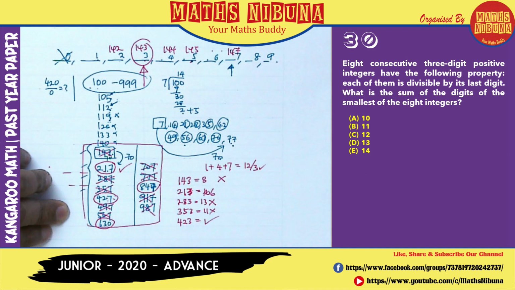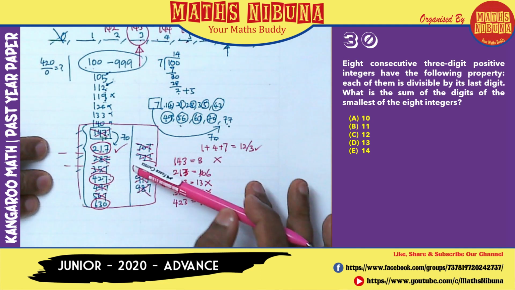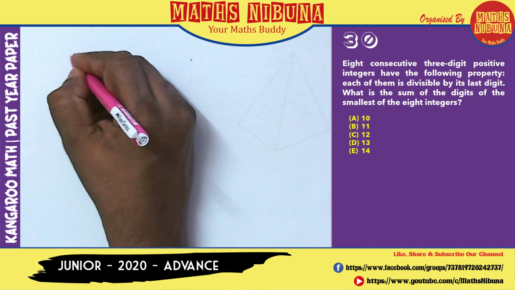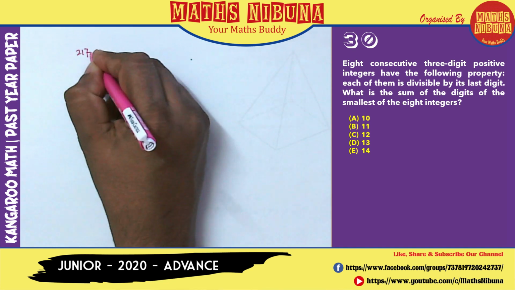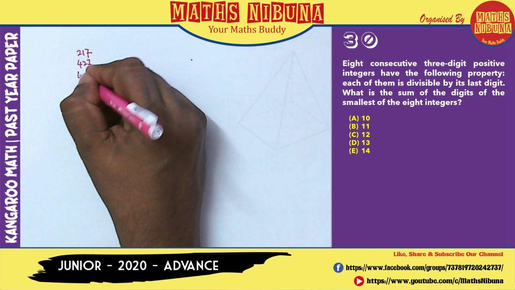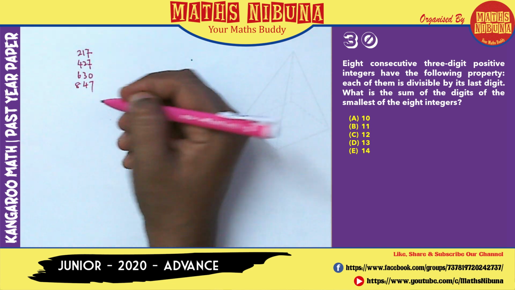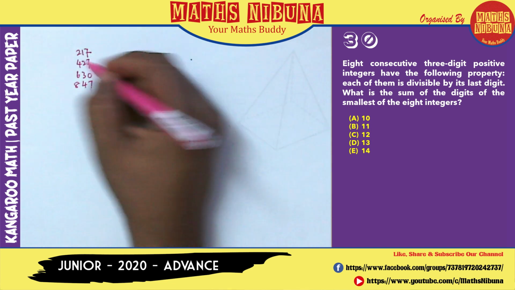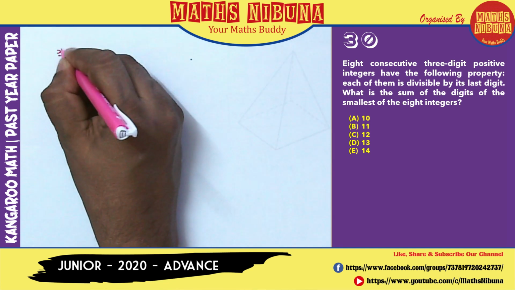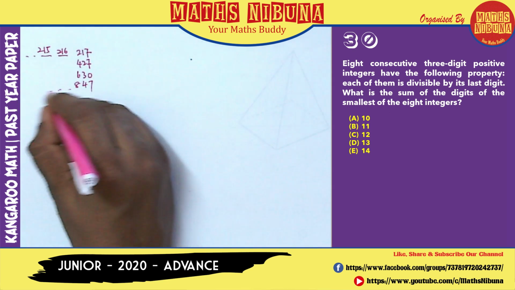Okay, now from so many numbers, we only have 4 numbers. What are the 4 numbers? I write again. I have the line of 217, 427, 630, 847, 4 numbers only. That means if 217, this one will be 216, this one will be 215, and so on. So these will be the numbers.